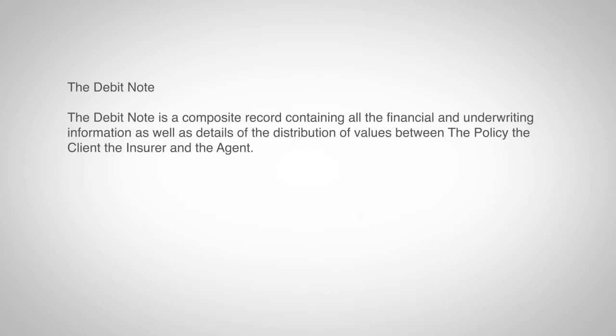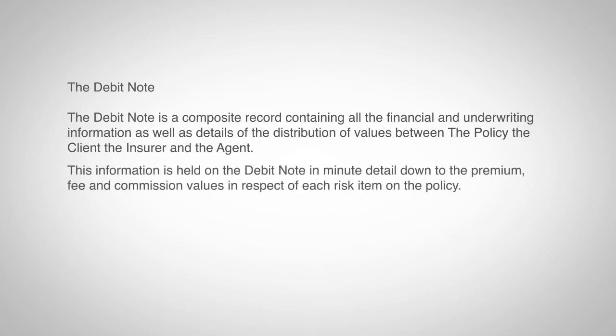The debit note. The debit note is a composite record containing all the financial and underwriting information, as well as details of the distribution of values between the policy, the client, the insurer, and the agent. This information is held on the debit note in minute detail, down to the premium, fee, and commission values in respect of each risk item on the policy.